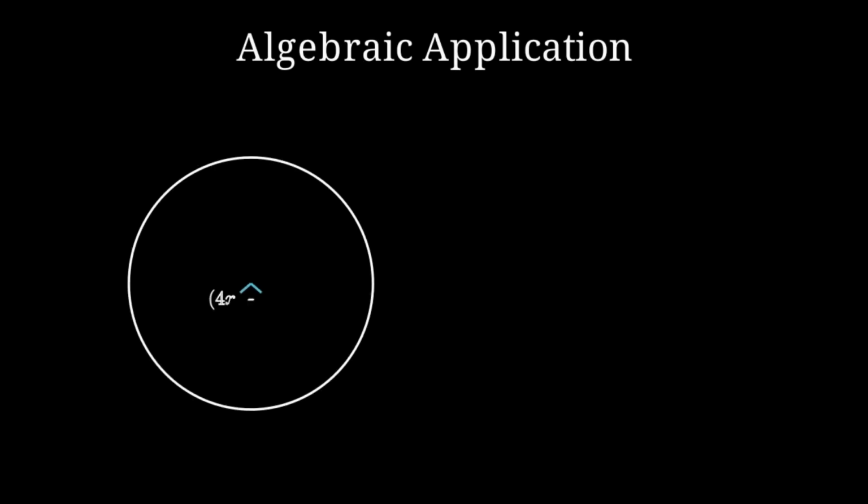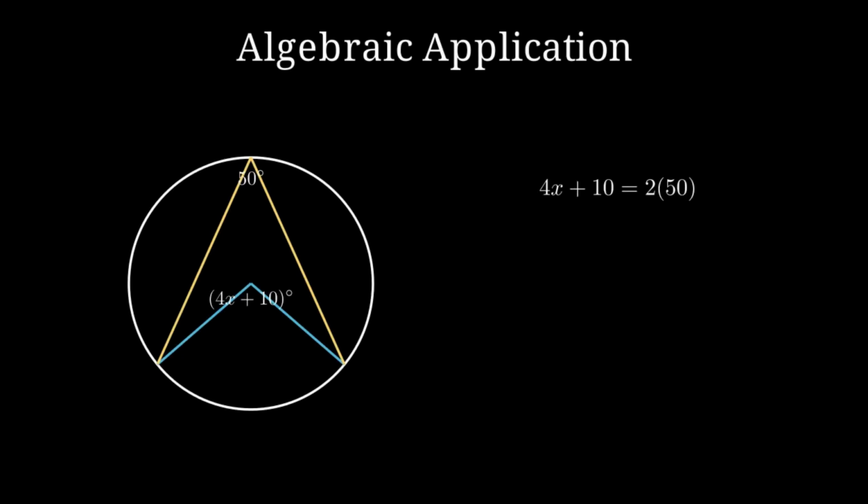We can also use algebra. If the inscribed angle is 50 and the central angle is 4x plus 10, we set up the equation 4x plus 10 equals 100. Solving for x, we find the value is 22.5.